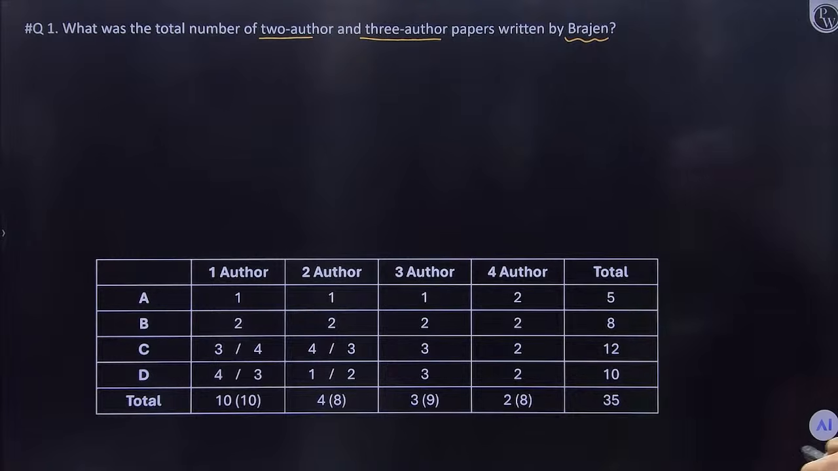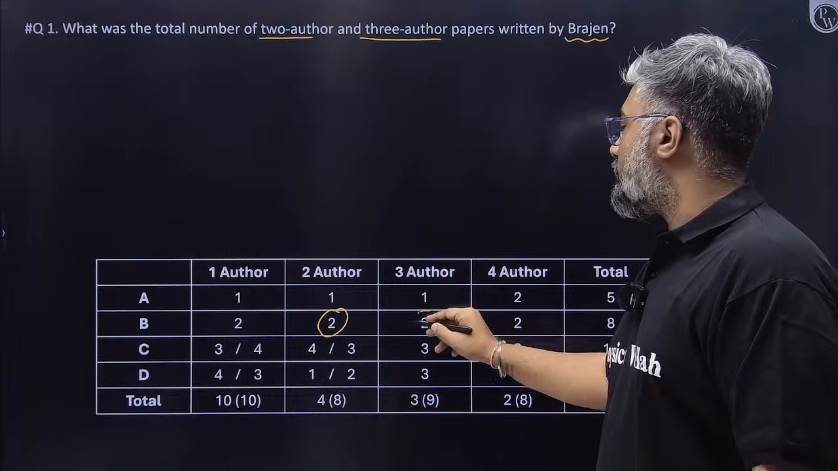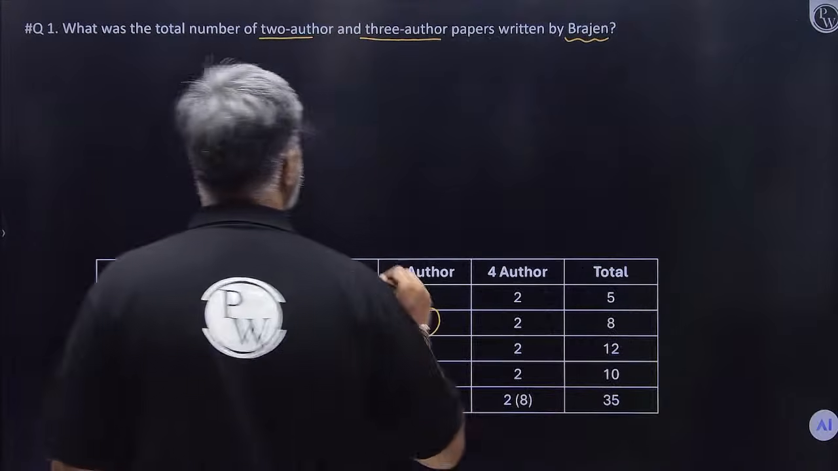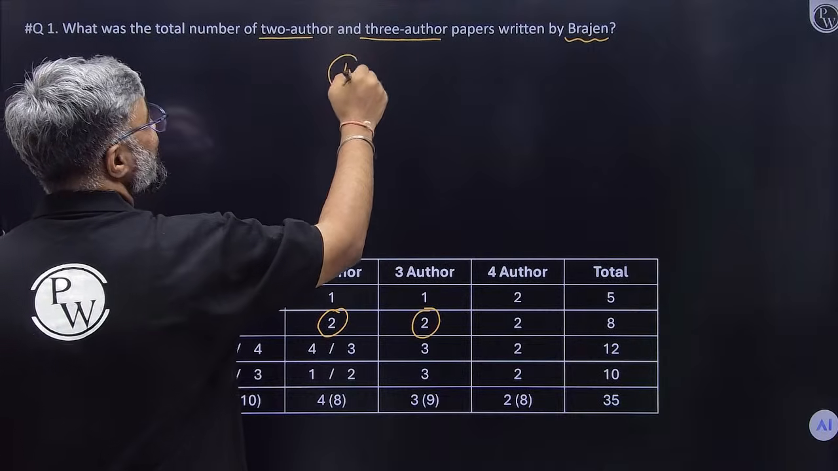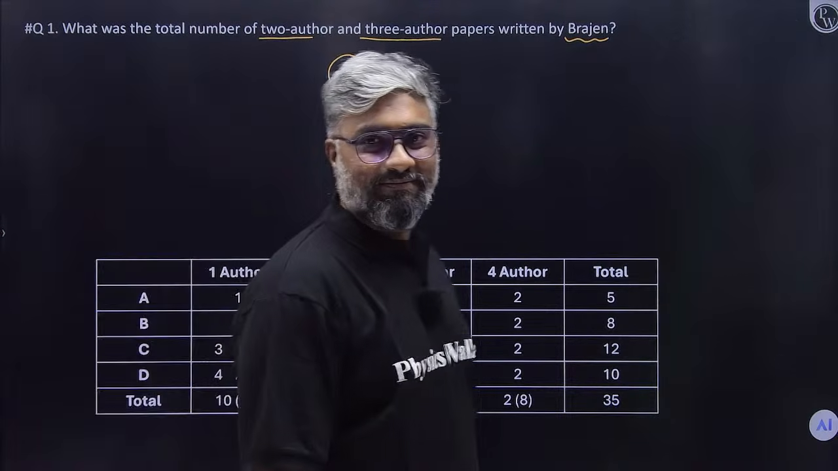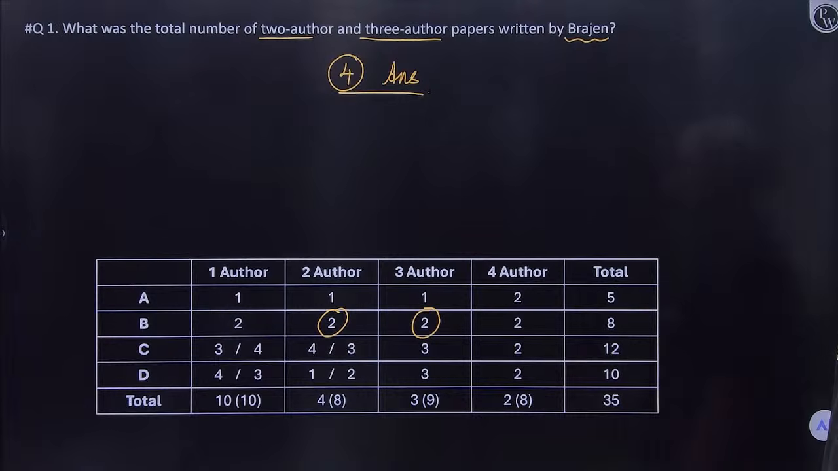Let's go. So, 2 author papers written by Brahan is 2. 3 author papers written by Brahan is also 2. What's 2 plus 2? Do you need a calculator for this? 4 is the answer. Done? Easy? Yes. Moving on to the next one, shall we?